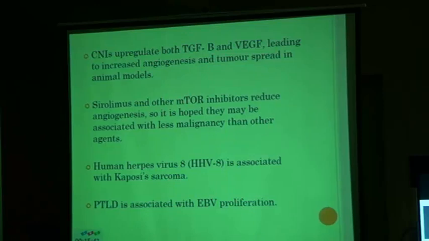On the opposite side, sirolimus does the opposite. It is anti-angiogenic, so it can act as anti-cancer. Actually, we have used it many times in our patients with Kaposi sarcoma. Human herpes virus 8 is known to be associated with Kaposi sarcoma, and this may explain the outbreaks of Kaposi sarcoma seen in our patients. And our issue today, post-transplant lymphoproliferative disorder, has a strong correlation with the Epstein-Barr virus.